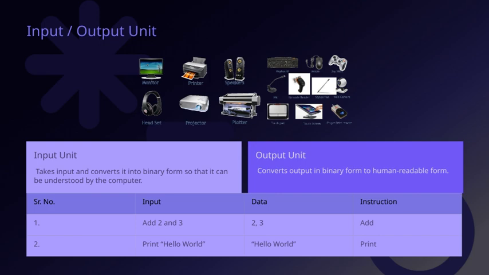The first example is adding two numbers, 2 and 3. When we give this instruction, the system converts add 2 and 3 into binary data, processes it, and then provides the result. The second example involves printing the message, "Hello World." When we request this, the input unit takes the command, converts it into binary, and once the computer processes it, the output unit displays the message in a way we can read. So, in essence, the input unit prepares our commands and data for the computer, and the output unit translates the results back into a human-friendly format. This cycle is fundamental to how computers communicate with us effectively.